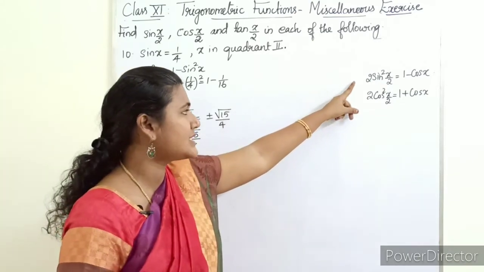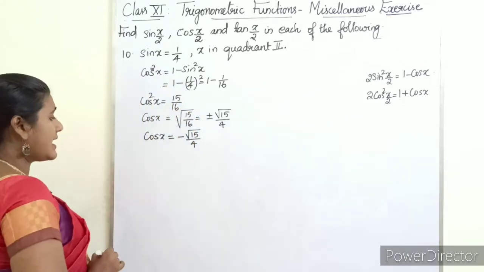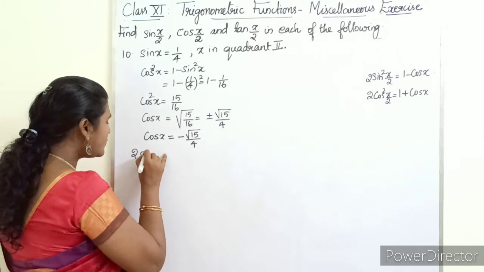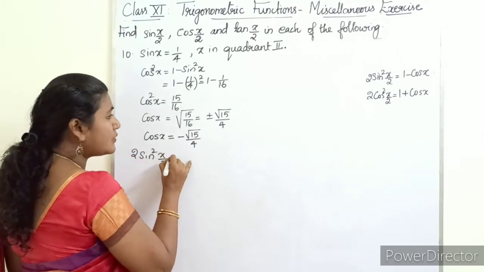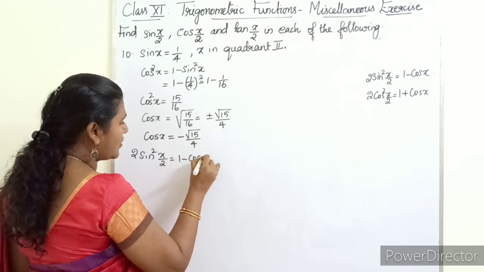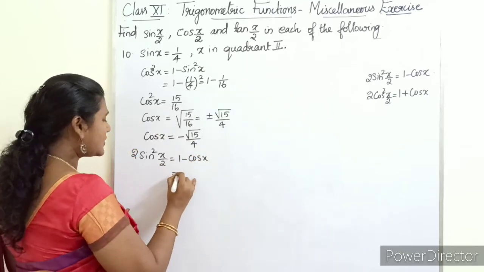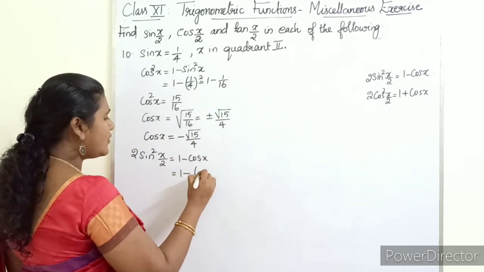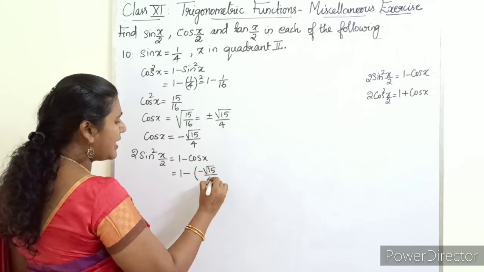Now we are going to use this formula for finding the sin x by 2 value. That is 2 sin square x by 2 is equal to 1 minus cos x. So 1 minus cos x, where cos x value is minus root 15 by 4.